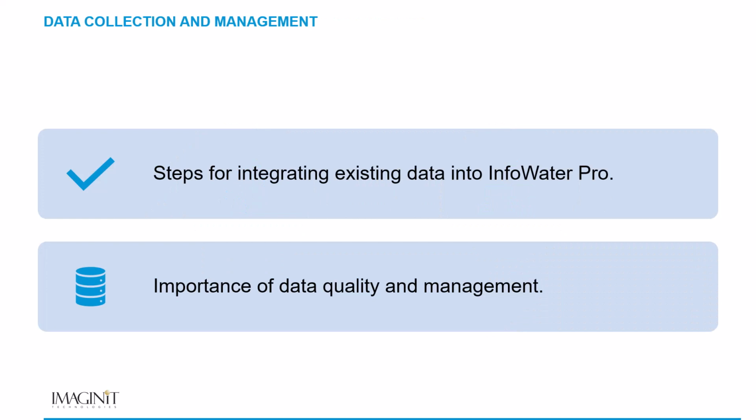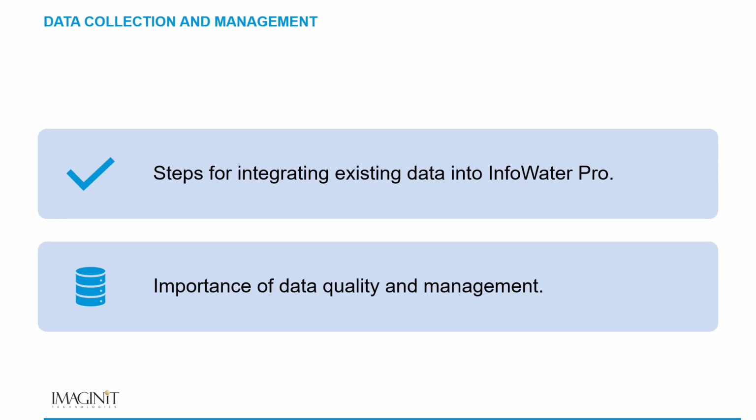An essential foundation of any effective water management system is robust data collection and management. InfoWater Pro excels in this area by providing comprehensive tools that streamline the gathering, analysis, and application of water system data. InfoWater Pro simplifies the integration of various data types, including spatial, operational, and historical data, into a cohesive model. This capability ensures that utilities have a comprehensive view of their system's current state and performance trends over time.